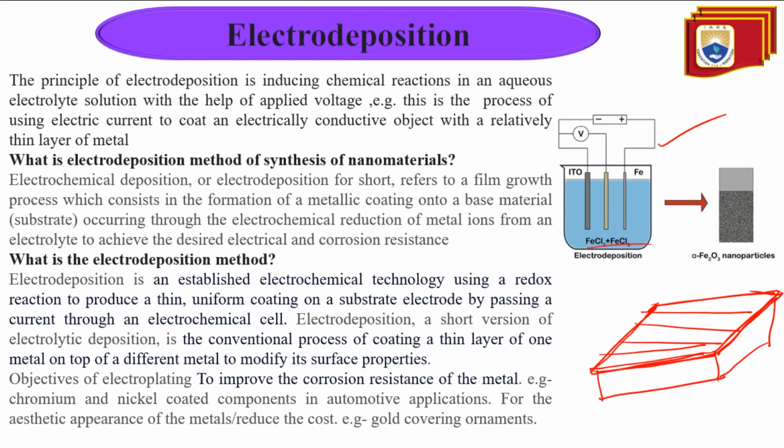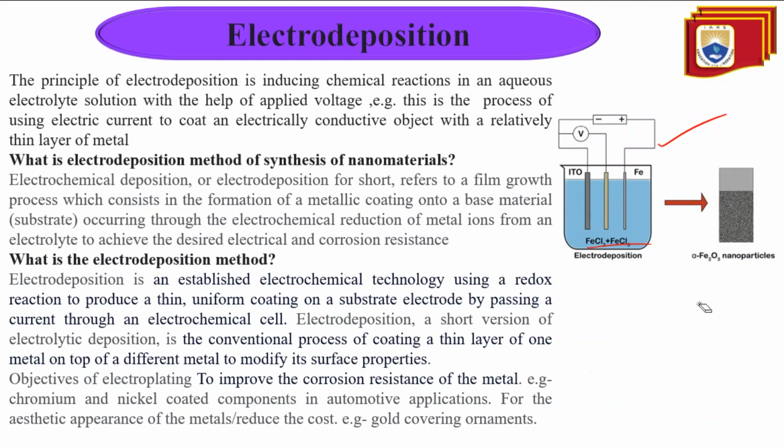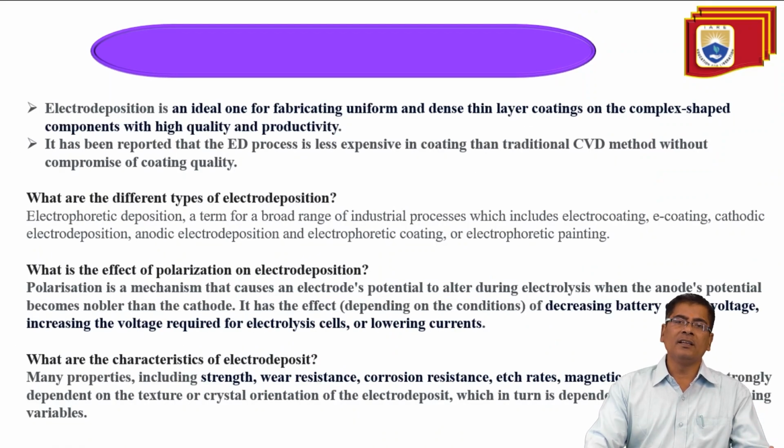We can go for silver, we can go for aluminium, we can go for magnetic or non-magnetic materials. Whatever the materials that can be deposited on the substrate can be done with the help of this particular method, which we call the electrodeposition method. So overall, we can conclude that electrodeposition is one of the methods where we can deposit a thin film on a substrate using an electrochemical reaction. Let us go further.